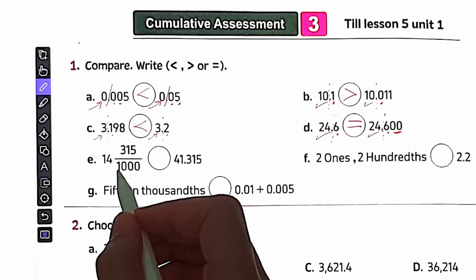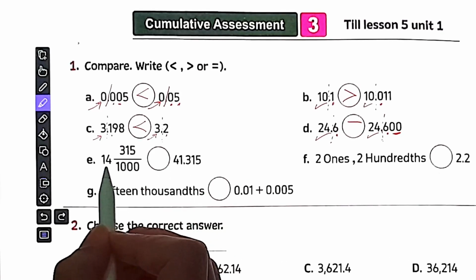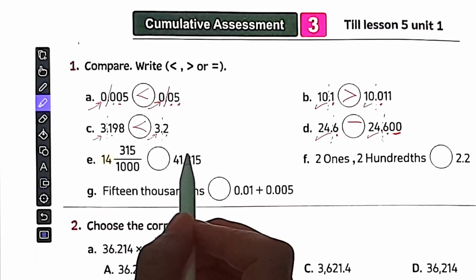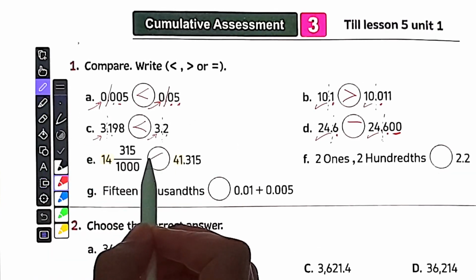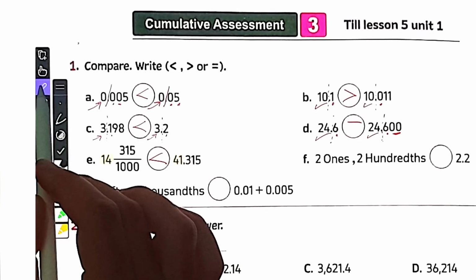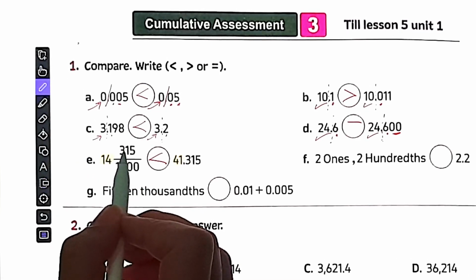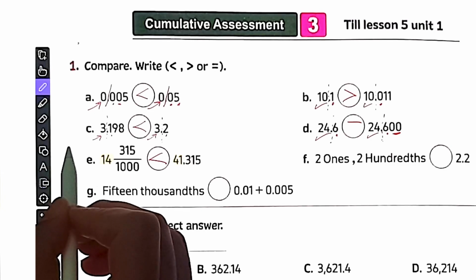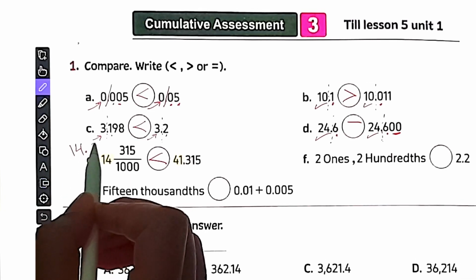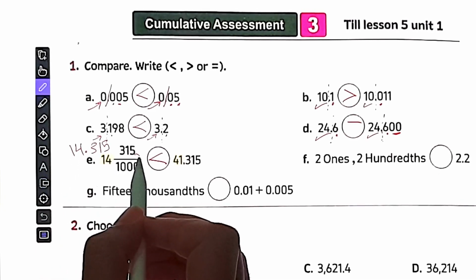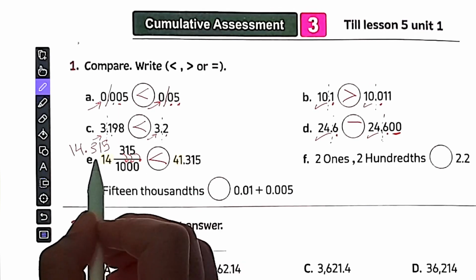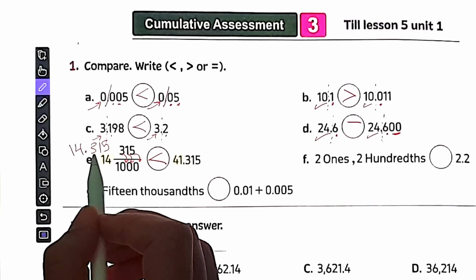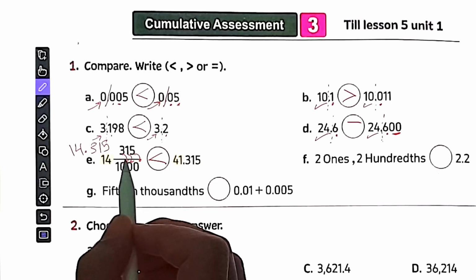Let's move to E. Let's compare the whole. The whole here is 14. The whole here is 41. So don't continue. Of course, 41 is bigger than 14. And if we want to write this mixed number as a decimal, we can write 14.315. This 5 will sit on the 0, this 1 will sit on the 0, this 3 will sit on the 0, so the answer will be 14.315 or 14 and 315 thousandths.